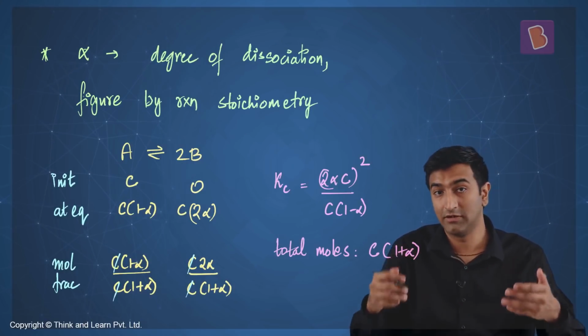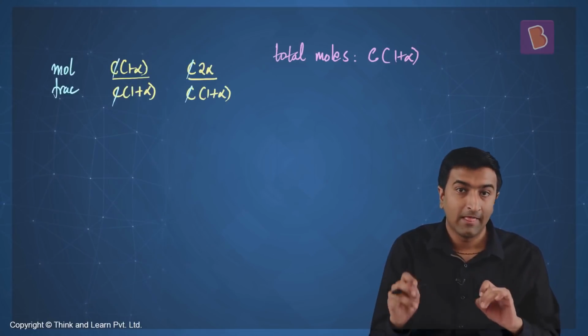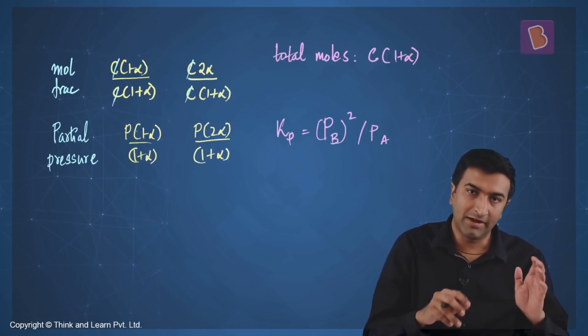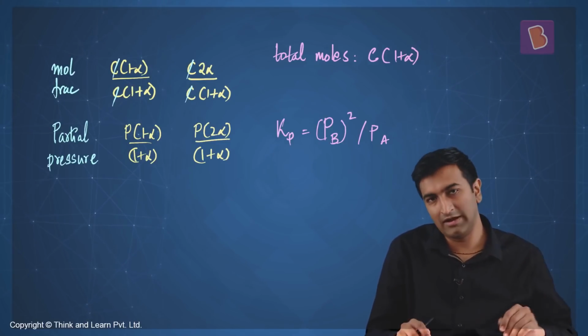Multiply that by the total pressure. It's the partial pressure. That's what I've done over here. Some things cancel out and the rest of them remain. And then you get Kp to be the partial pressure of B squared by the partial pressure of A, assuming in this case B and A are both gases.